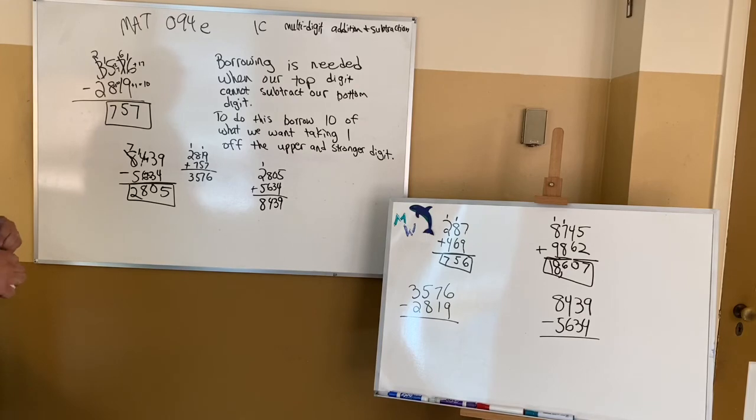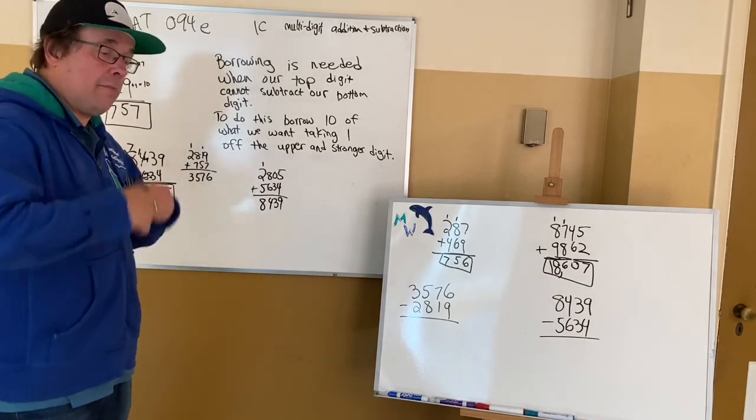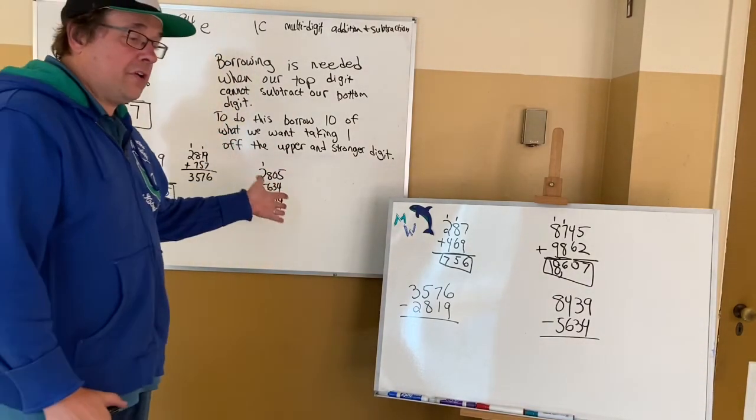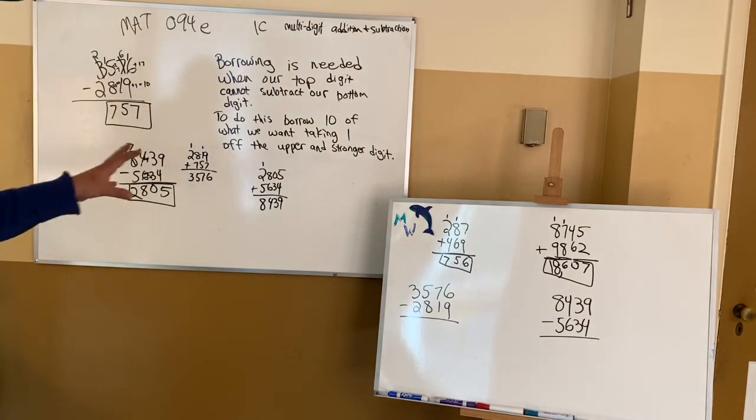That's how you do your multiple digit adding and subtracting. When you go past the 10, you're going to bring it over as a higher number in addition. When you don't have enough to do it, you're going to bring a 10 off the next size digit so you can proceed to do your subtraction.